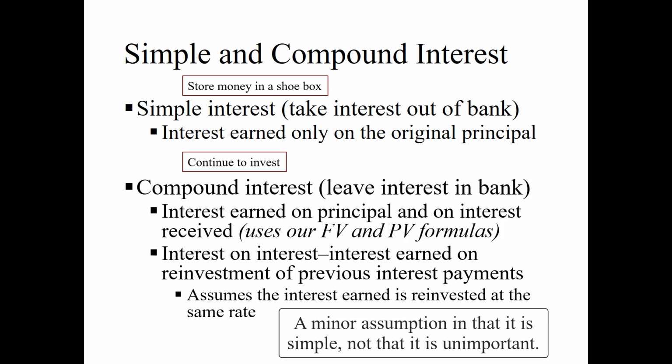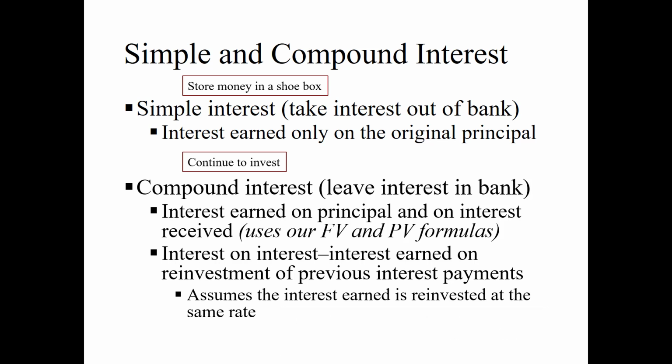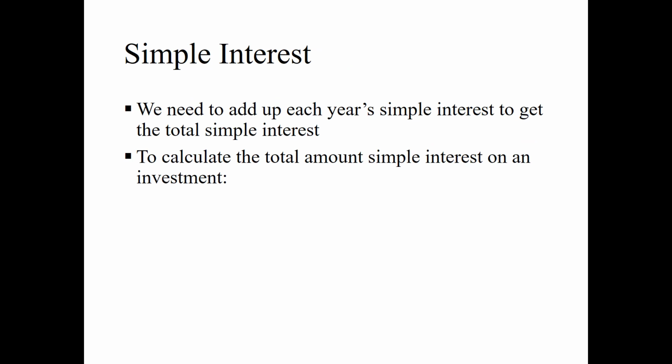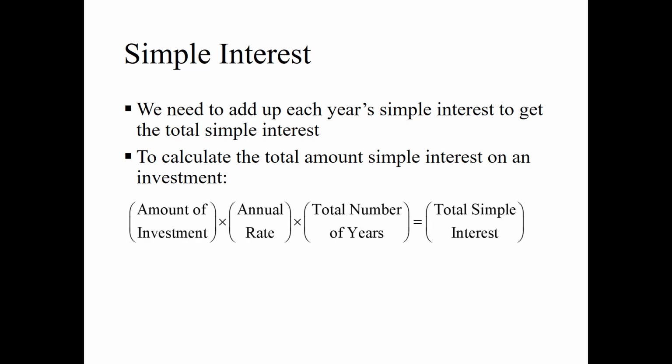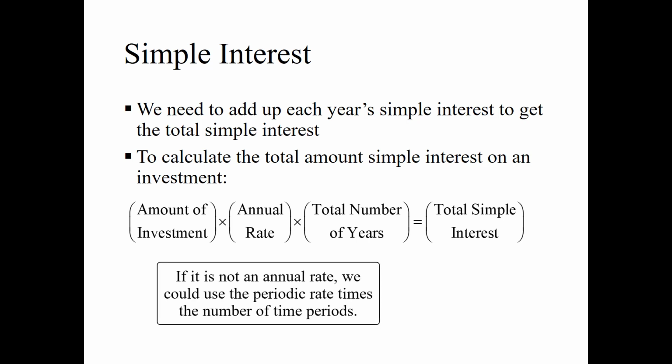What we're trying to think about is the additional money that we can earn if we keep saving in the bank. In order to calculate simple interest, we need to add up each year's simple interest to get a total simple interest. To calculate the total, the first thing we need to do is take the amount of the investment or principal amount times our rate, and if it's yearly, then we would use an annual rate, and then times the total number of years or time periods to get our total simple interest.